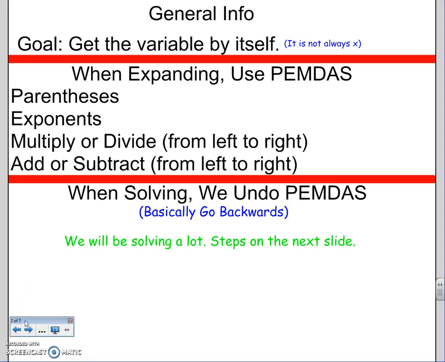So, some general information. The goal is to always get the variable by itself. It is not always x. It could be y, m, k, n, whatever letter they use. When you're expanding, we use PEMDAS. If you remember, that was parentheses, exponents, multiply and divide from left to right, and then add or subtract from left to right. Now, when we're solving, we undo PEMDAS. So we're going to go backwards. And we'll be solving a lot again. So here are the steps on the next slide.